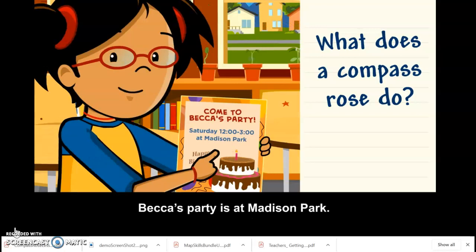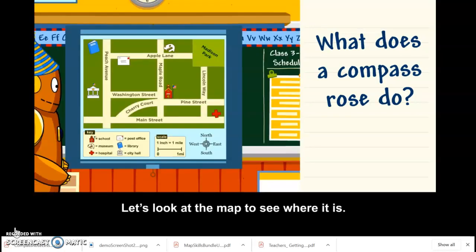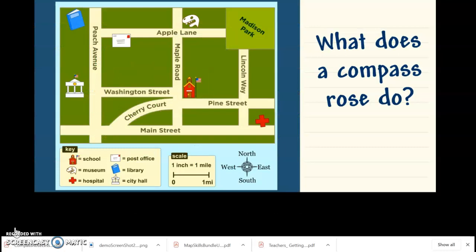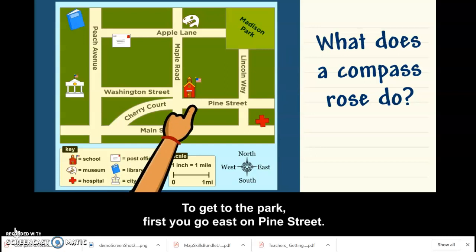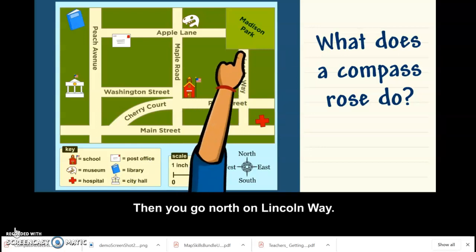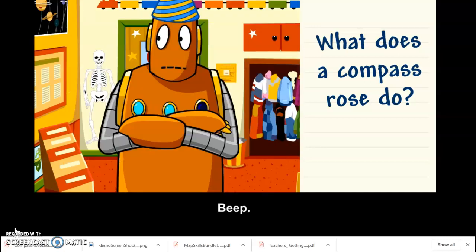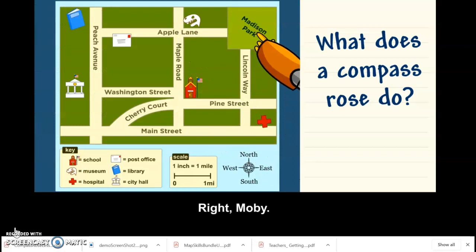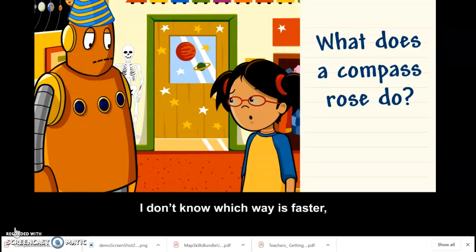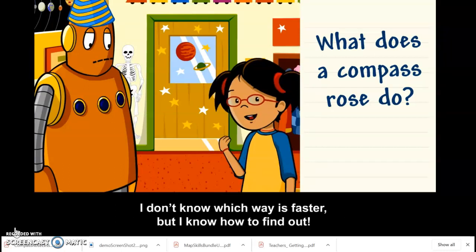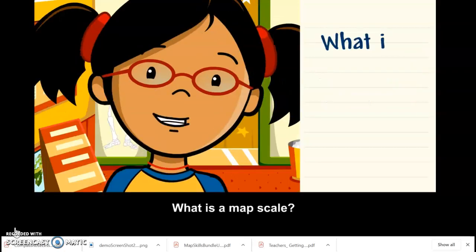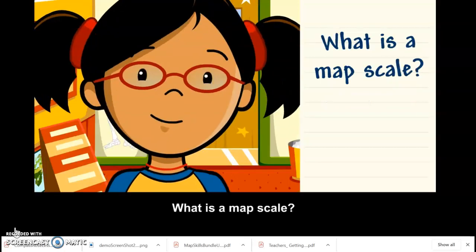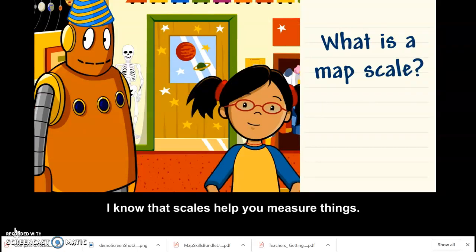Becca's party is at Madison Park. Let's look at the map to see where it is. To get to the park, first you go east on Pine Street. Then you go north on Lincoln Way. Right, Moby. There are different ways to get to the park. I don't know which way is faster, but I know how to find out. What is a map scale? I know that scales help you measure things.